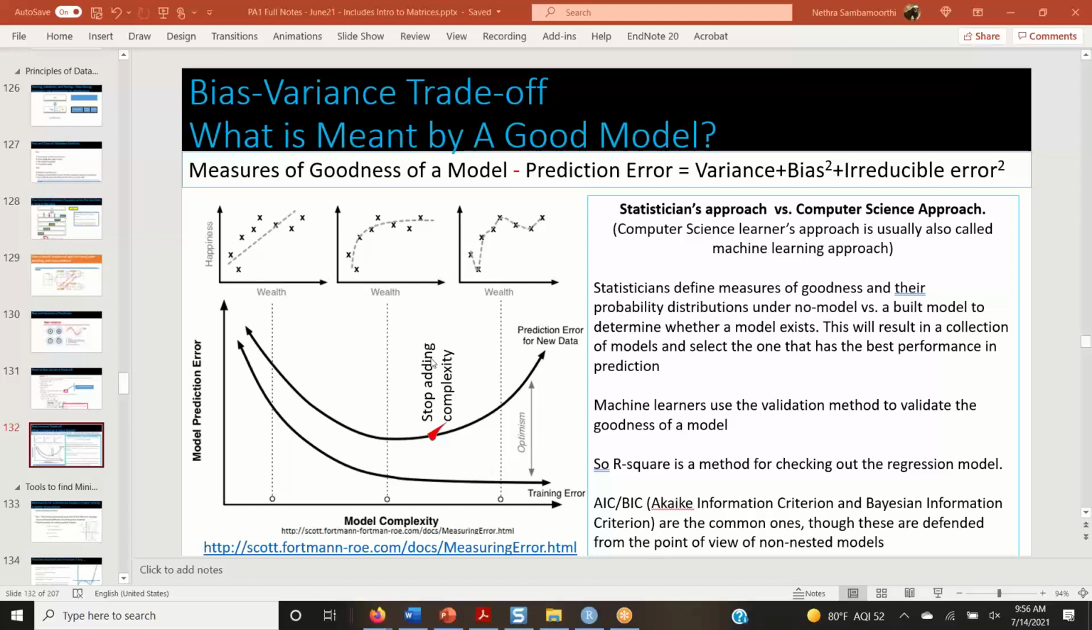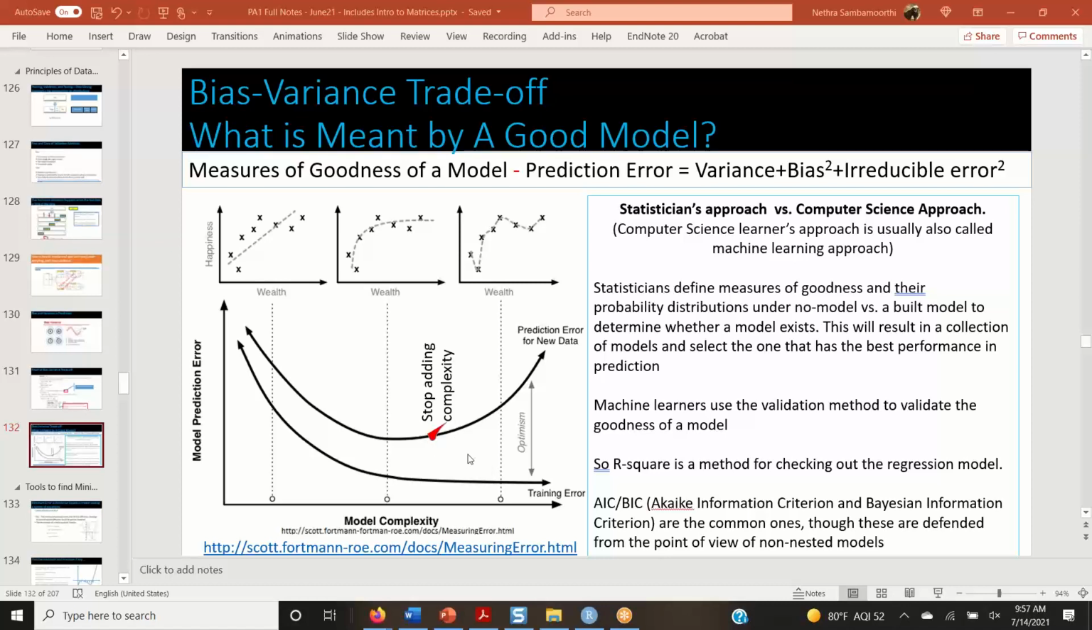It will always decrease. But you apply it to the validation data set because that's all you have. You don't have the test data set, okay? So you have the validation data set. When you apply it to the validation data set, it will not go down systematically like this. In fact, it will go down, go down, go down, and then it will start increasing after a while because then complexity overtakes.